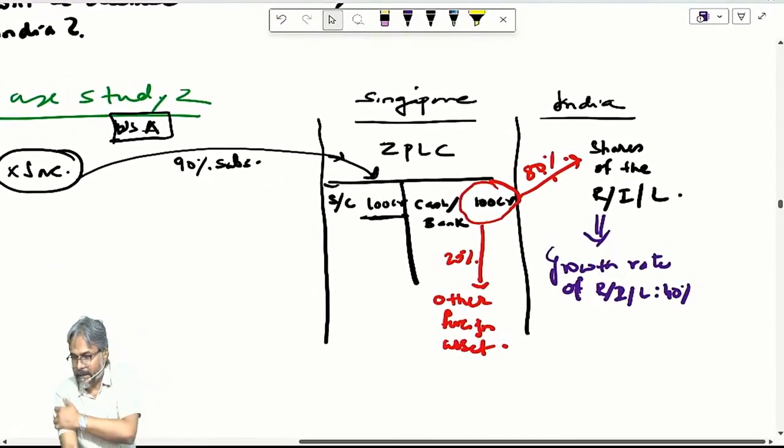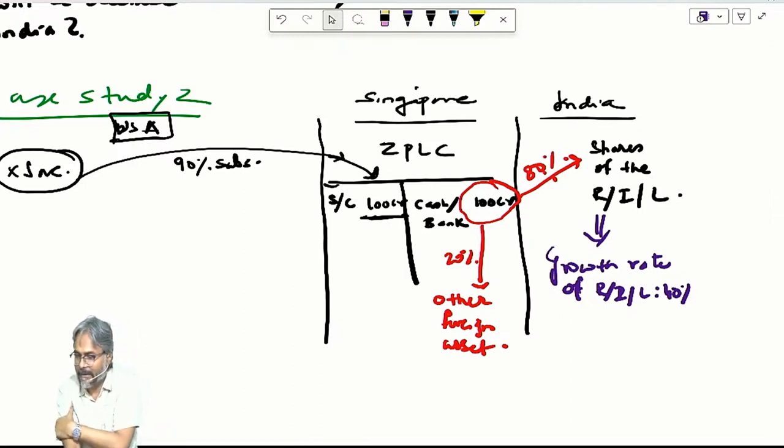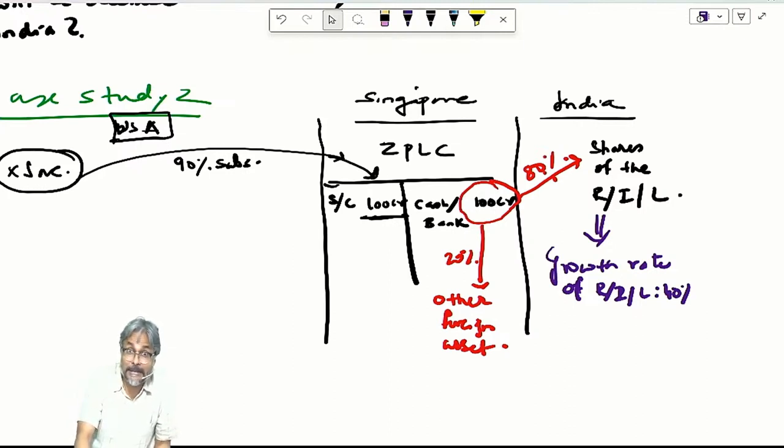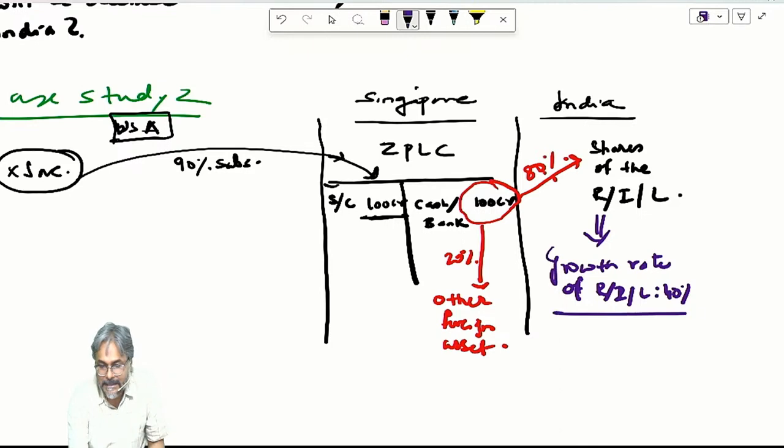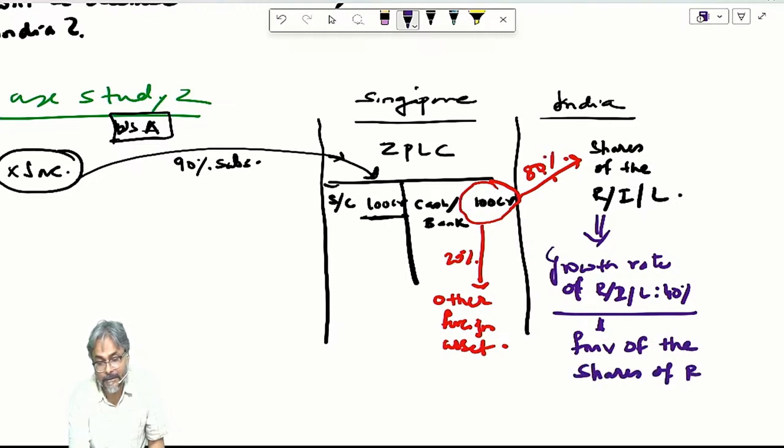The growth rate of RIL, students, is 40%. Now what will happen with this growth rate of RIL being 40%? What is the impact? The fair market value of the shares of RIL will increase. Isn't it? The fair market value of the shares of RIL will increase.